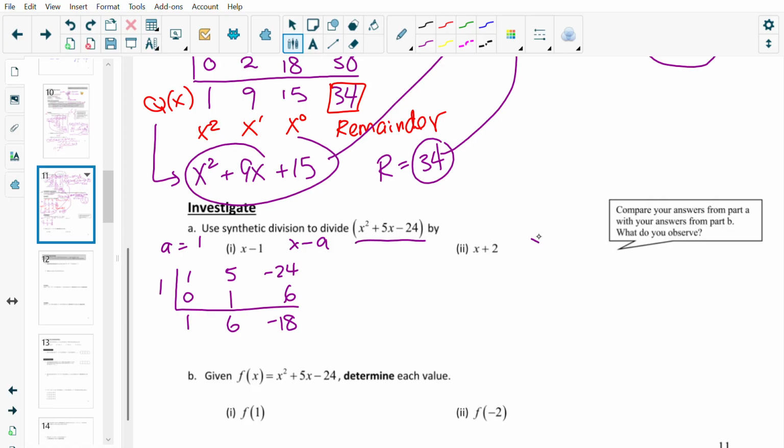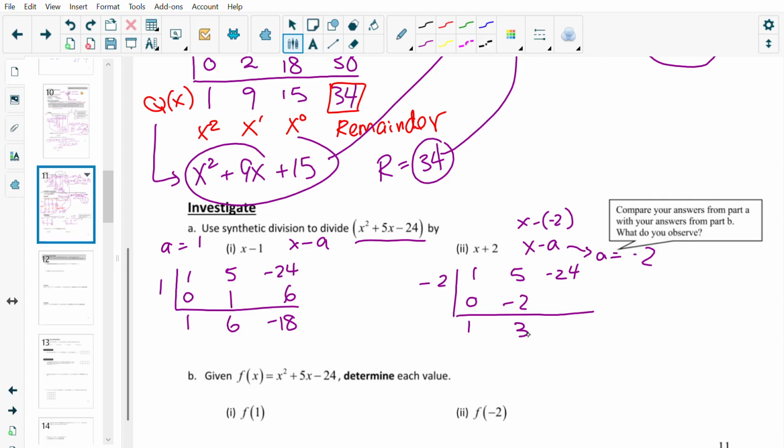Part 2, same polynomial. Remember, x minus a, folks. X minus a is the format, so x minus negative 2. A equals negative 2, so negative 2 goes out here, and then 1, 5, and negative 24. 1 and 0 is 1. Negative 2 times 1 is negative 2. 5 plus negative 2 is 3. Negative 2 times 3 is negative 6. And negative 24 plus negative 6 is negative 30.